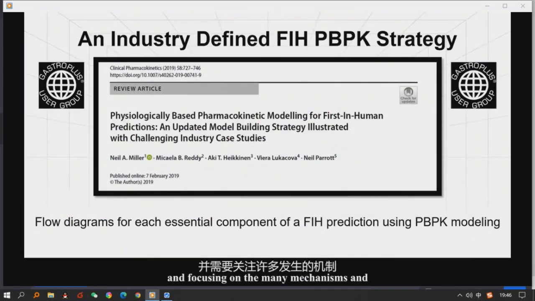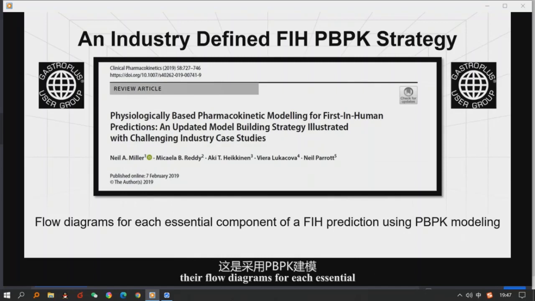From these diagrams and focusing on the many mechanisms and processes that are occurring, I think you'll agree that a PBPK model for first-in-human prediction following oral administration is very complicated. And so what we need is a consistent strategy for building those models so that we can ensure the quality. And that strategy was provided to us by the Pharma GastroPlus user group. So they defined a first-in-human PBPK strategy for modeling following oral administration.